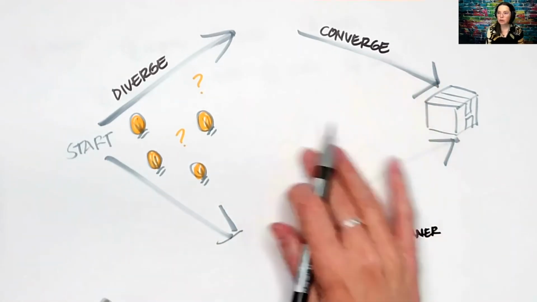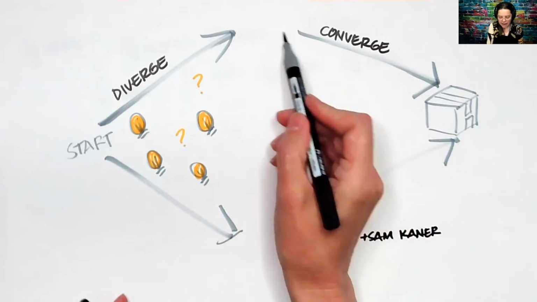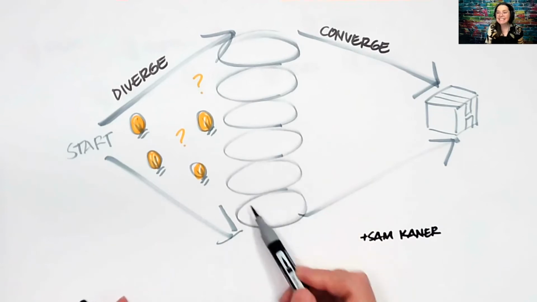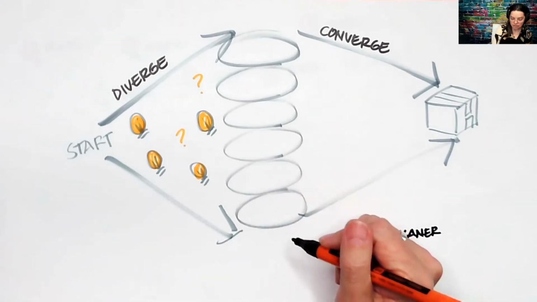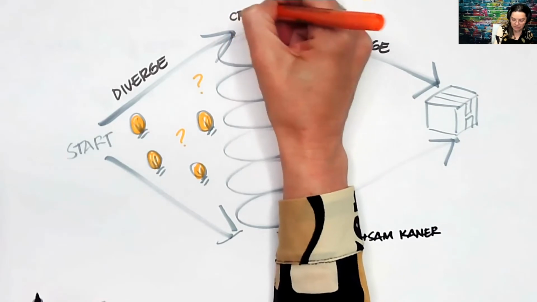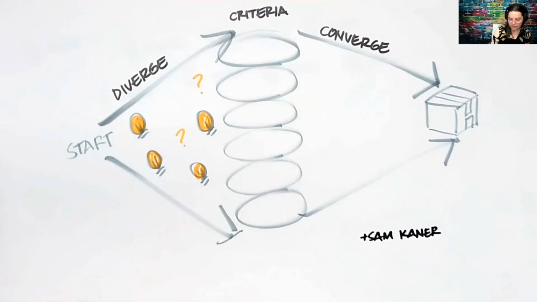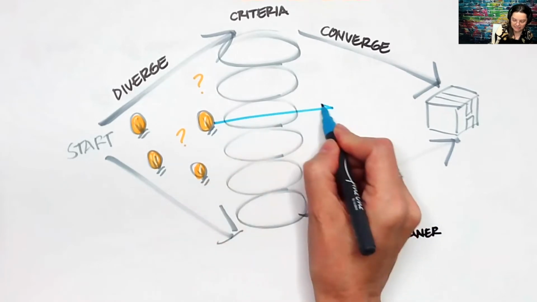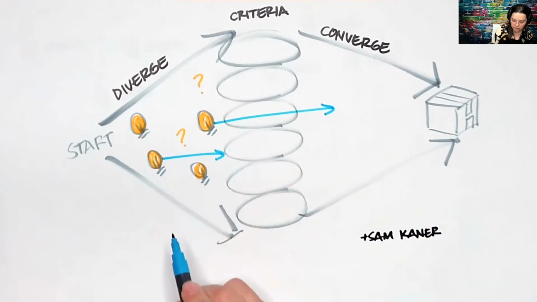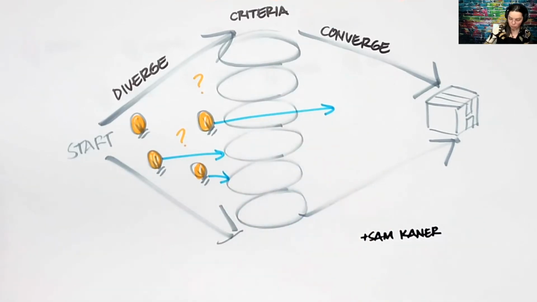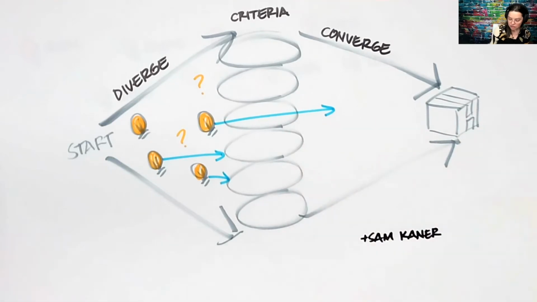But in order to get to the converge part, we can't just decide. We need to have a series of criteria or lenses from which we're going to make decisions, right? So we may need to make some decisions, and we're going to need some criteria. Once that criteria is made, then we can decide which of these ideas actually get through. Some of them don't make it through these different lenses. But once they do, they can turn into the final thing that we're going to do.